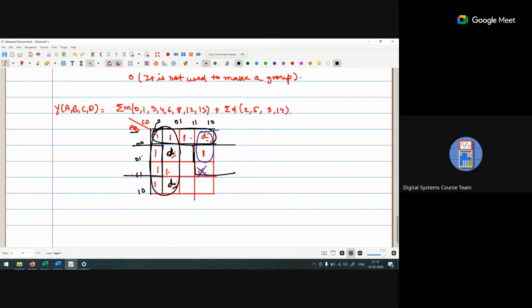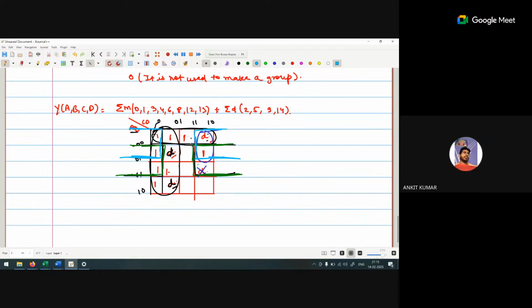Clear? If we consider this group, that D is considerable. And if we are considering this group, the lower D is not considerable. Why? Because no min term is remaining. So we are not considering this D.